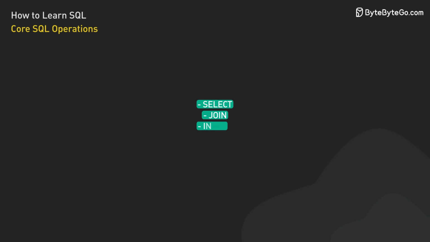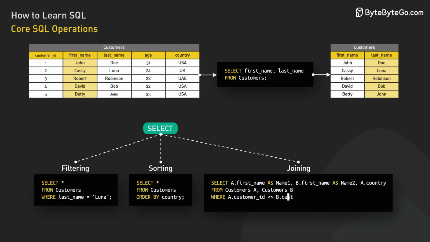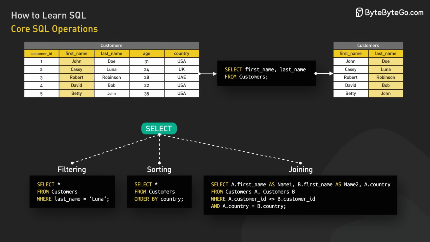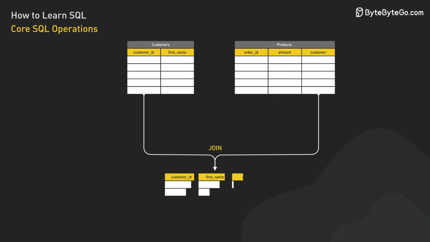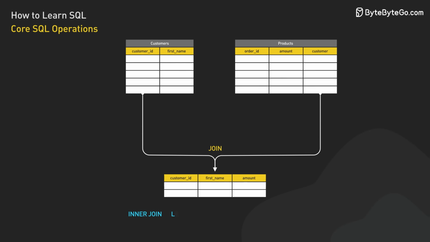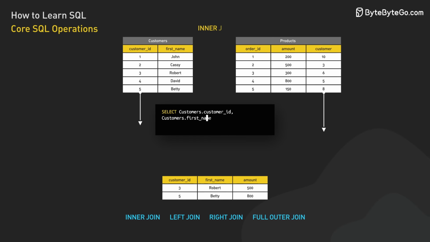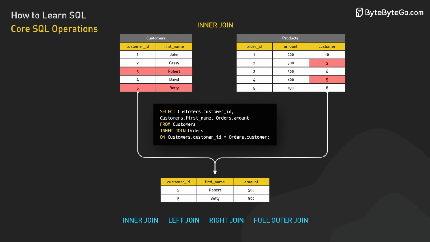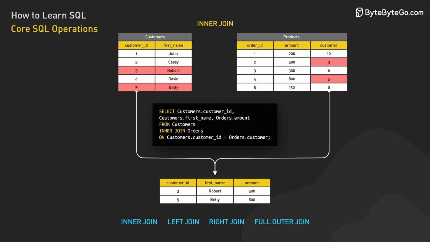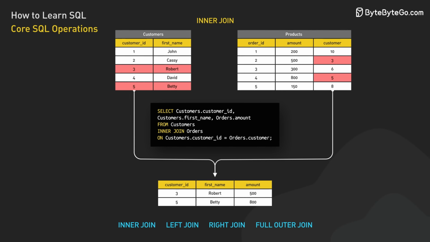SQL provides a range of operations to interact with data. The select statement retrieves data from one or more tables, allowing filtering, sorting, and joining. Join operations combine data from related tables with different types like inner join, left join, right join, and full outer join. For example, an inner join on the customers and orders tables will return all customers with their associated orders, excluding customers without orders or orders without a customer.